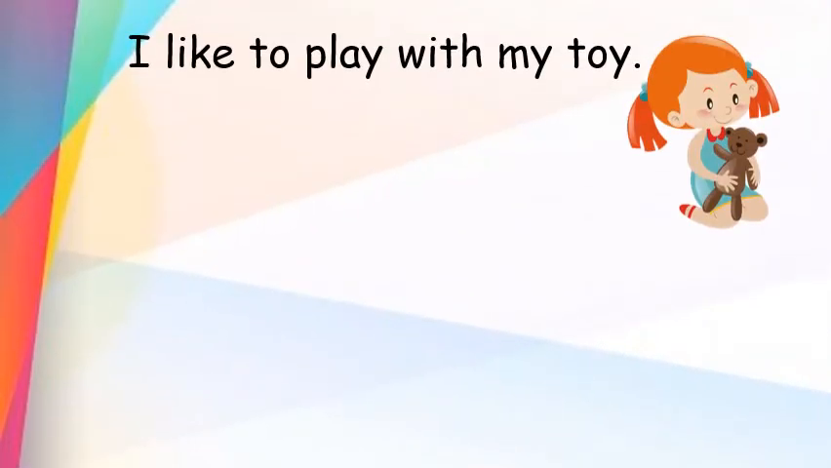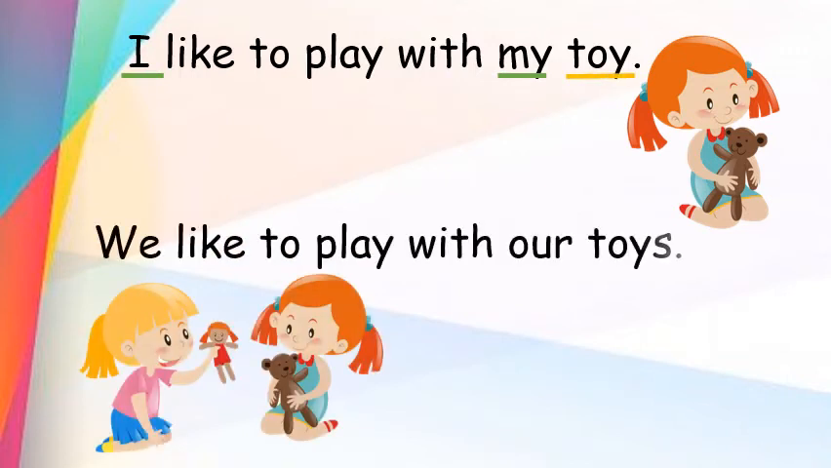I like to play with my toy. Here we see two pronouns, I and my, and the noun toy. We like to play with our toys. I turns to we, and my turns to our, and toy turns to toys. Notice here I is a first person singular, so the verb like does not change when we convert it to plural.